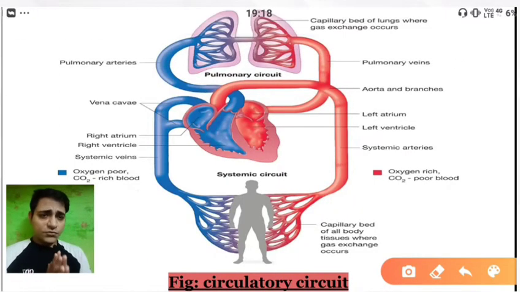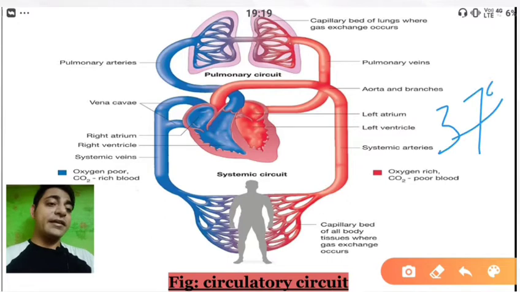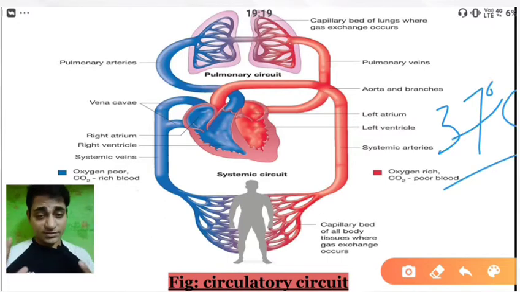Now it's time to talk about the mechanism of action of the function of the heart. We are warm-blooded animals, mammals and birds. Why are we said to be warm-blooded? Because our body temperature doesn't depend on the temperature of the environment, meaning it doesn't fluctuate with the temperature outside. It remains constant, that is 37 degrees Celsius always.